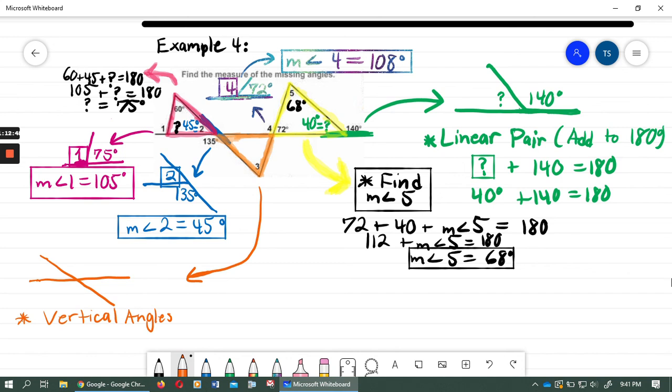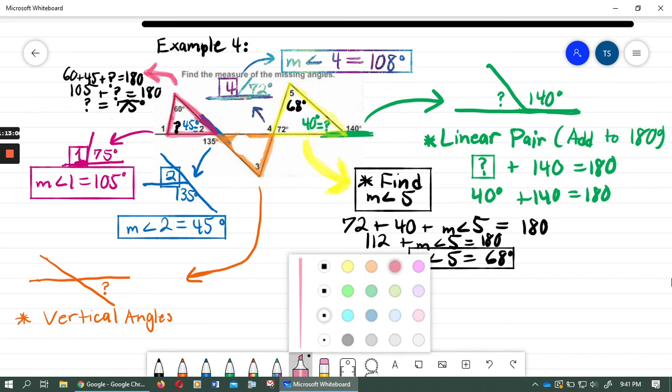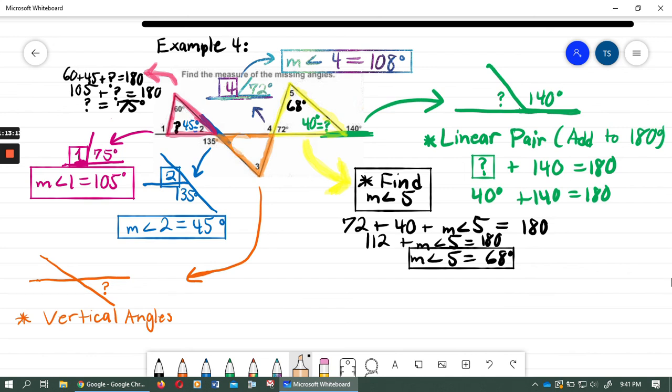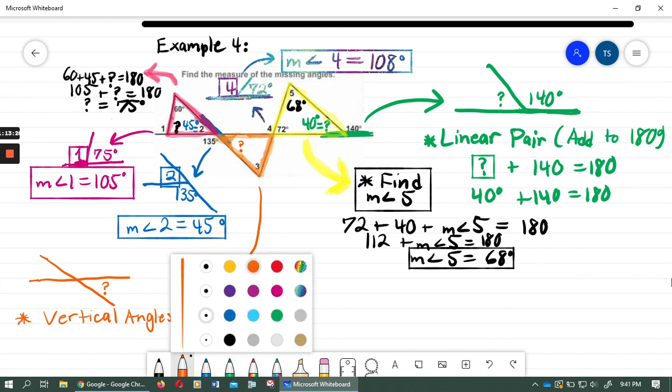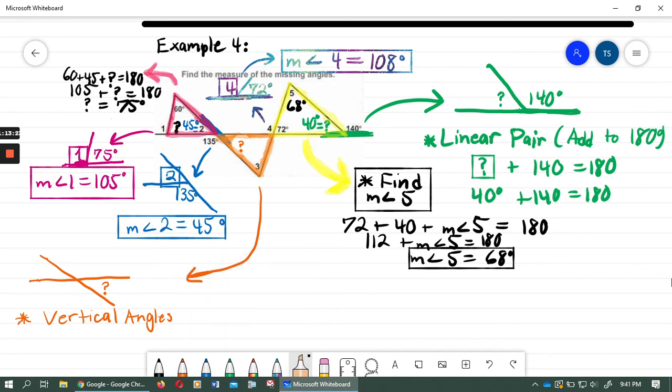All right, so that angle measurement right here, I can put right here as an orange question mark, hopefully without messing that up too much. So we know what we're looking at here.